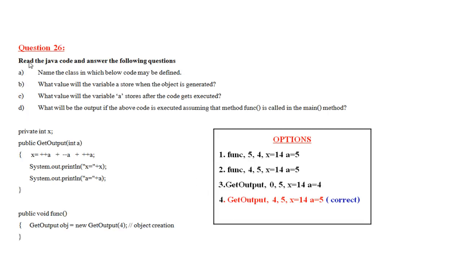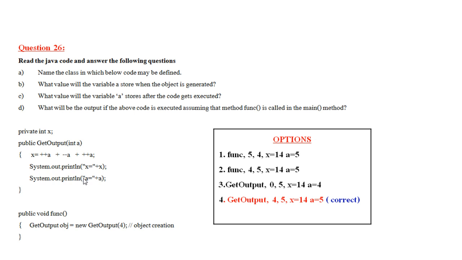This is question number 26. Read the Java code and answer the following questions. Okay, so 4 questions are there and the code is given. You can have a look. This is private int x, public get output int a. This seems to be a constructor because it has no return type. Then one evaluation is given and then you're printing x is equal to the value of x and System.out.println a is equal to whatever a's value is.